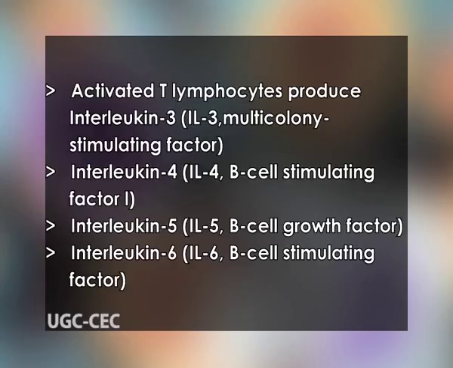In addition to interleukin 2, activated T lymphocytes produce interleukin 3, that is IL-3, multi-colony stimulating factor; interleukin 4, IL-4, B cell stimulating factor 1; interleukin 5, that is IL-5, B cell growth factor; and interleukin 6, that is IL-6, B cell stimulating factor. Interleukin 1, also known as endogenous pyrogen, is related functionally to TNF and interleukin 6 in that all three are important mediators of both local and general inflammatory responses.